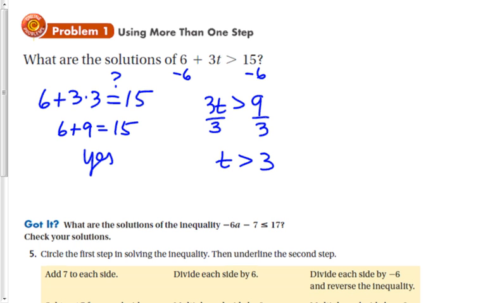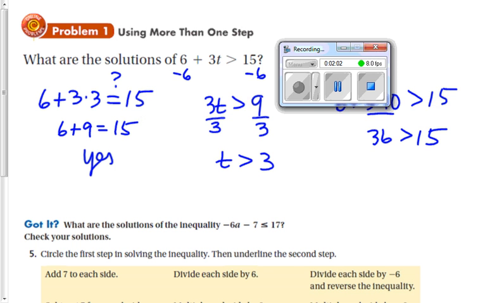And then we're going to check one number that's in our solution set, so some number greater than 3. You can pick any one you want. I'll just try 10. 6 plus 3 times 10, make sure that's greater than 15. And that's 30 plus 6, which is 36. That's definitely greater than 15. All right, you try it.